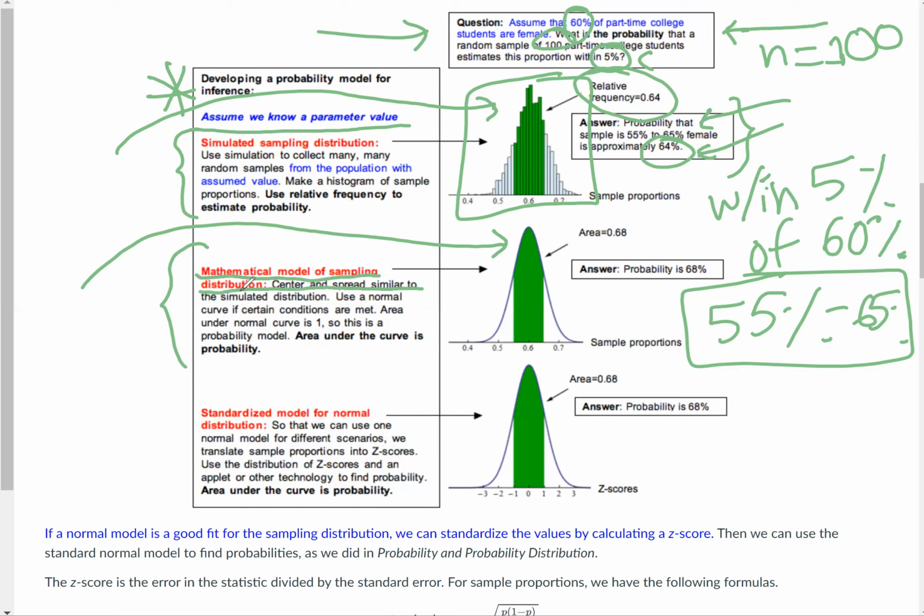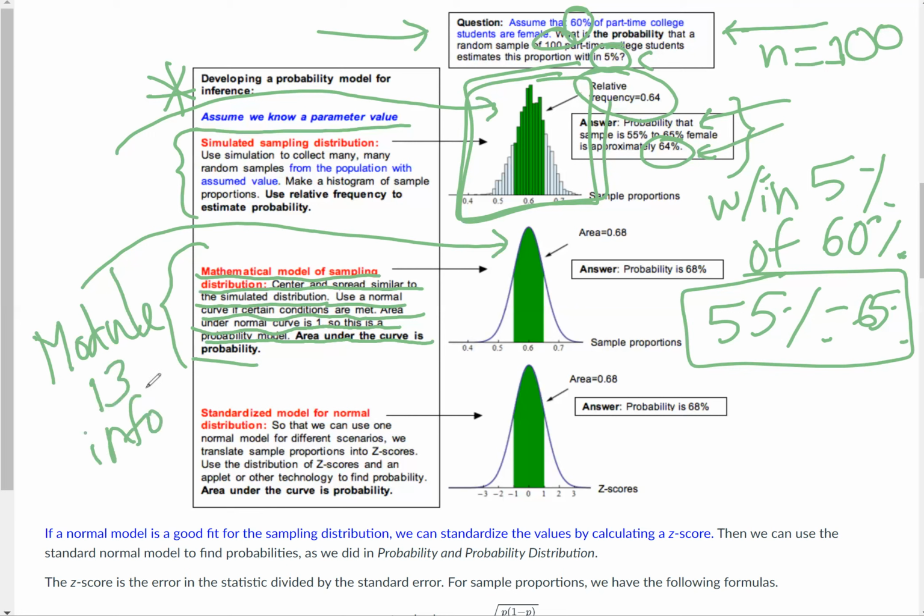The center and spread are similar to the simulated distribution above this one. We'll use a normal curve if certain conditions are met. The area under the curve is 1, recall from module 13. So this is a probability model. The area under the curve is probability. That's what we saw in module 13. So if that doesn't sound familiar, maybe it's good to go review that.